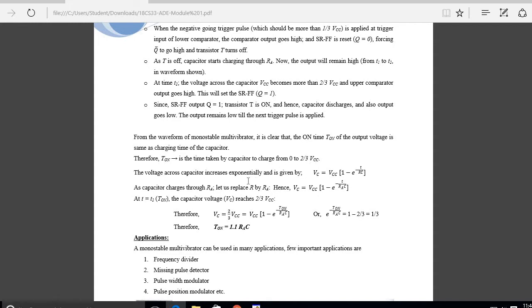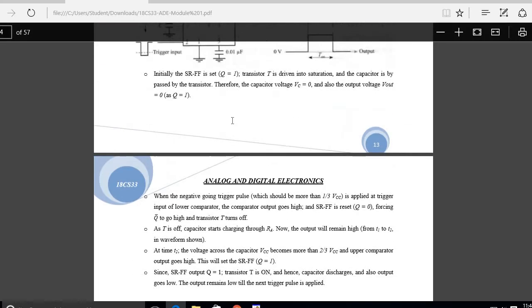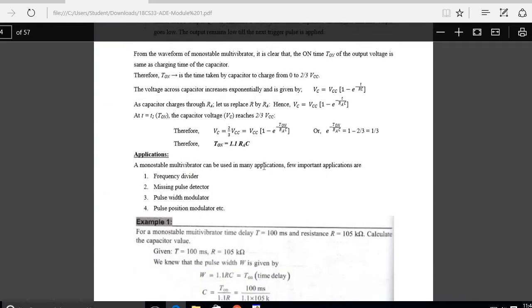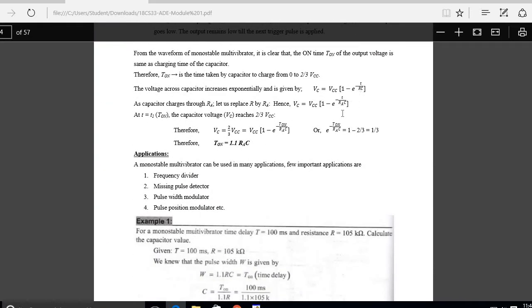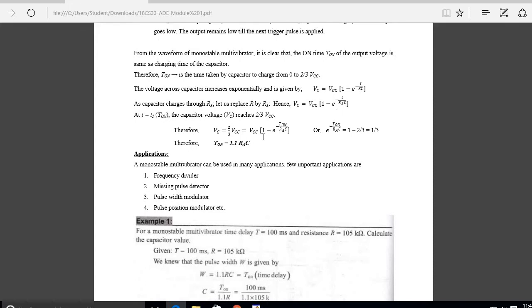The voltage across the capacitor increases exponentially by this equation. This you should remember: Vc is equal to VCC into (1 minus exponential of minus T by RC). The capacitor charges through RA. Let us replace R by RA, because here the resistor I am going to use is RA. So wherever R is there, we have to replace R by RA, and substitute this in this equation. Now, the capacitor voltage Vc reaches 2/3 VCC. So then Vc is equal to 2/3 VCC, where VCC is this one.